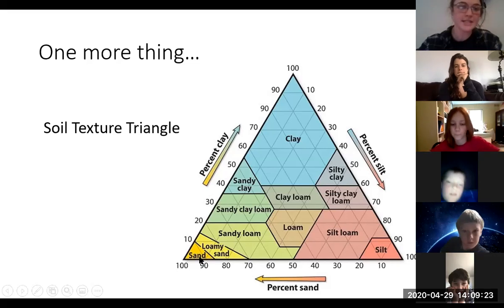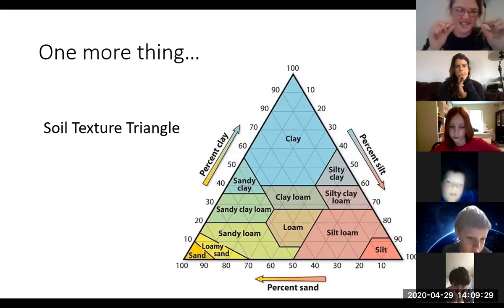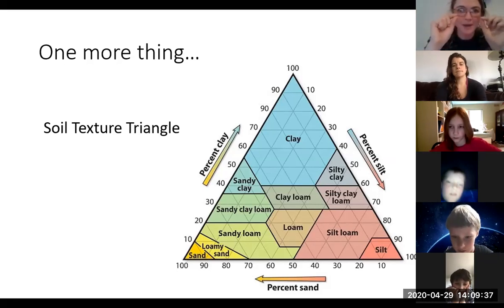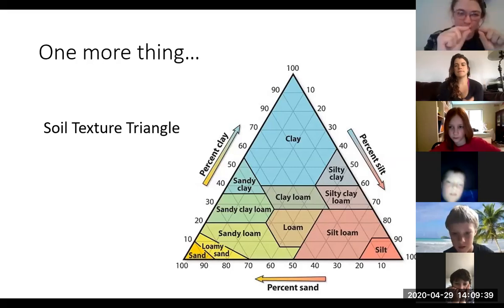Sand, you've seen sand before, you've gone to the beach or wherever, it's pretty coarse, right? You can see the individual grains. Silt is where we get those finer grains, they're really thin. And clay is the absolutely super finest. That's where you get mud.